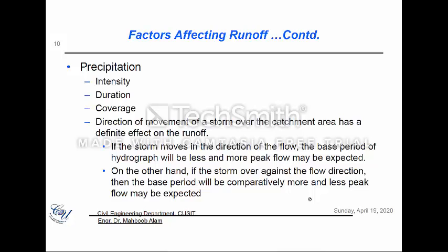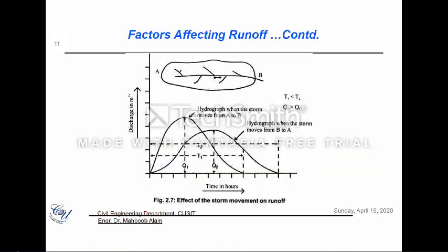Now this thing also affects the total runoff, and as it is written here, if the storm moves in the direction of the flow, then the base period of the hydrograph will be less and the peak would be more pronounced. On the other hand, if the same storm is moving in the reverse direction, that is against the direction of the flow, then the base period would be comparatively larger and the peak would be smaller. Let us look into the diagram and it would be easier to understand.